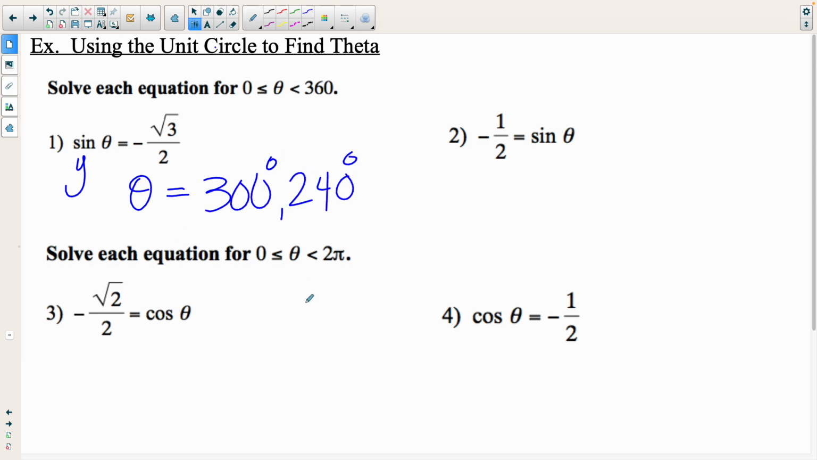Okay, if you look at 300 and 240, both of those have a y coordinate of negative root 3 over 2. So those would be our 2 solutions. Okay, again, this is how we solve for theta once we've isolated the trig function. So these are just to show you how to use that unit circle.